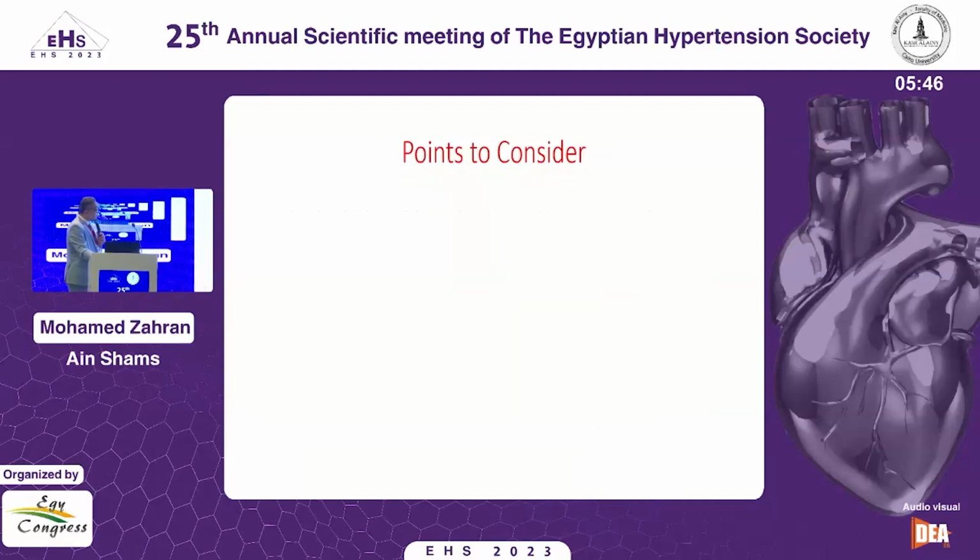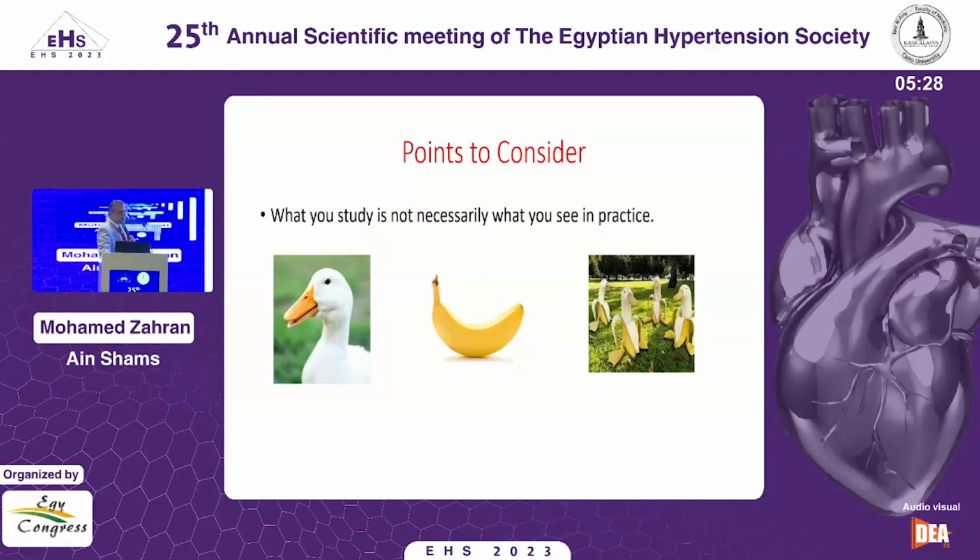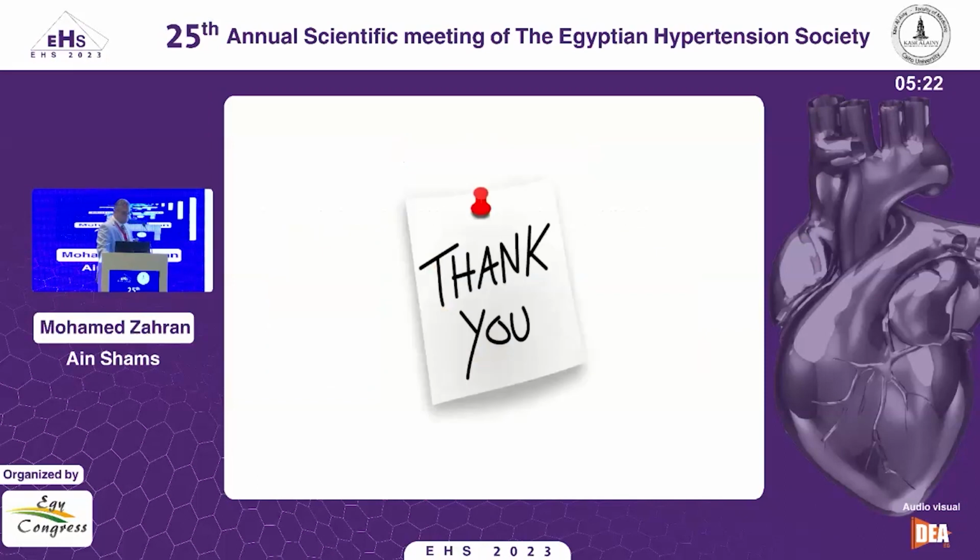So the point to consider here is that what you study in the book is not necessarily what you see in practice. It looks like a duck, it quacks like a duck, it's a duck. It's yellow and slim and a fruit, it's a banana. But you can see this. Sometimes you meet those kinds of patients in reality. Thank you.